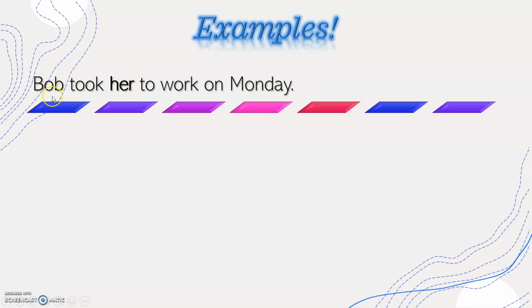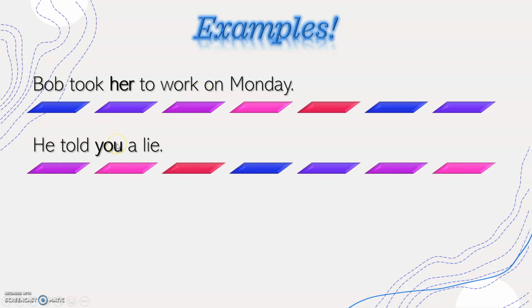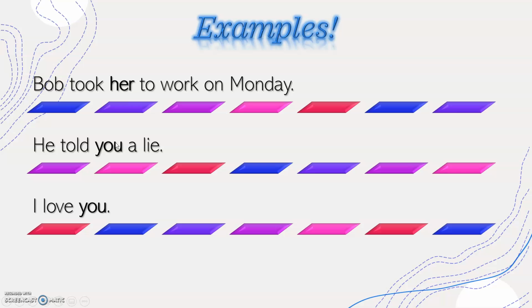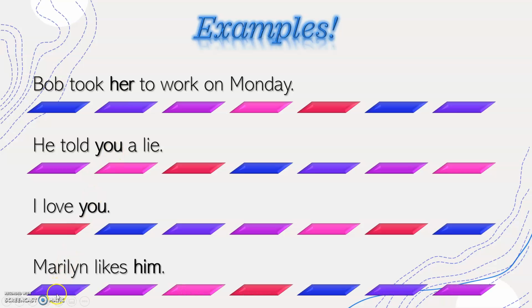For example, Bob took her to work on Monday. He told you a lie. I love you, or Marilyn likes him. Now, as you can see, in these examples we have two kinds of pronouns. For example, in the first one, Bob took her to work on Monday. Bob is the subject, took is the verb in simple past, and her is the object pronoun.